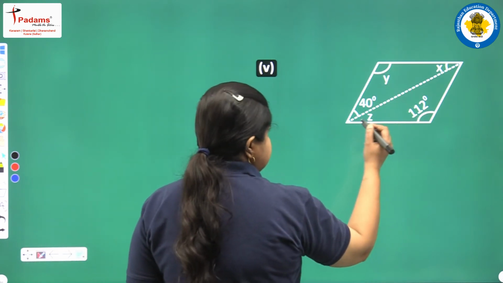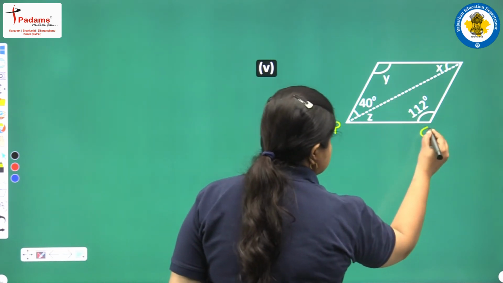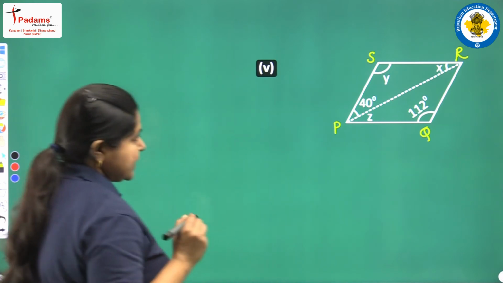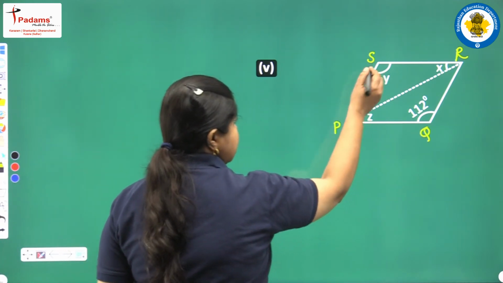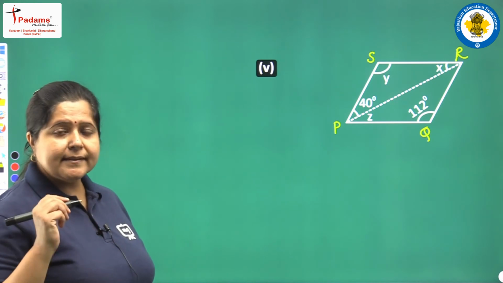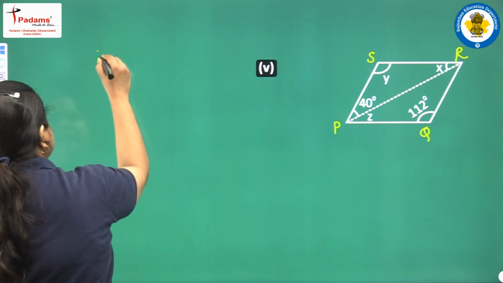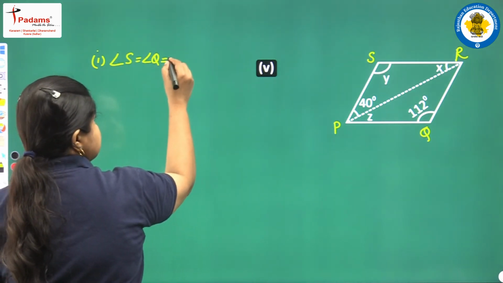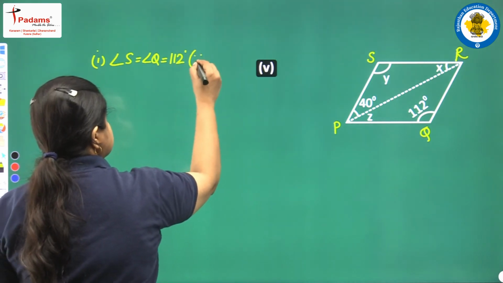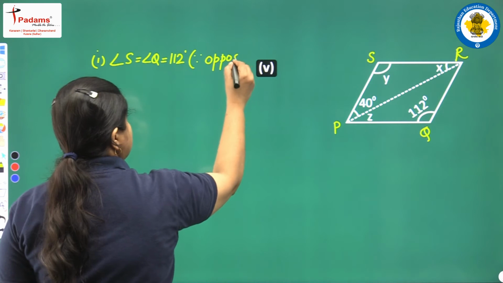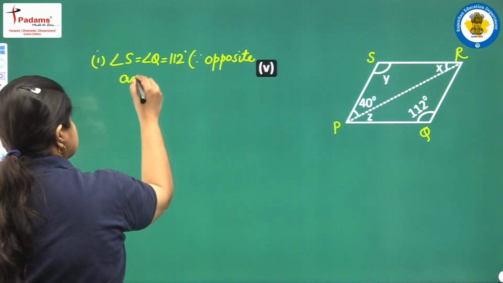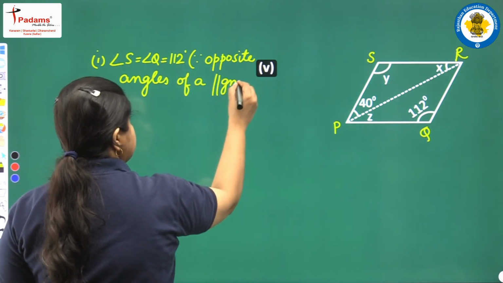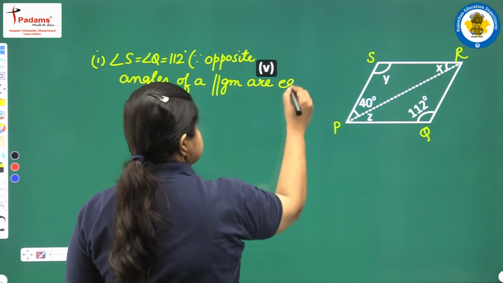First of all, let us give it a name, P, Q, R and S. This is R. Now this angle Q and this angle Y, they both will be equal because they are the opposite angles. So first we will write angle S is equal to angle Q equal to 112 degree. Since opposite angles of a parallelogram are equal.